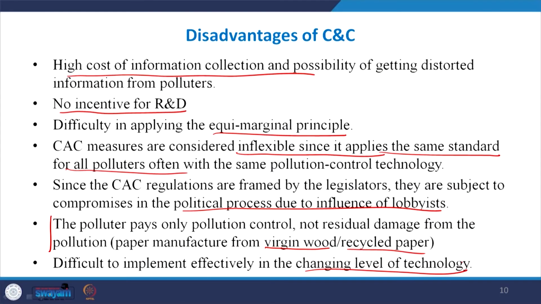It is also difficult to implement effectively with a changing level of technology. This is also a major problem associated with the command and control system, especially in those industries where technology is changing very fast. In the present era of liberalization and globalization, where we are importing technologies very fast, technologies in production processes are changing very fast. If you are not keeping your standard consistent with the technological change, you would not be able to get the desired results. So, it is very difficult to implement the command and control system when there is a fast change in technology in the manufacturing of different kinds of products.